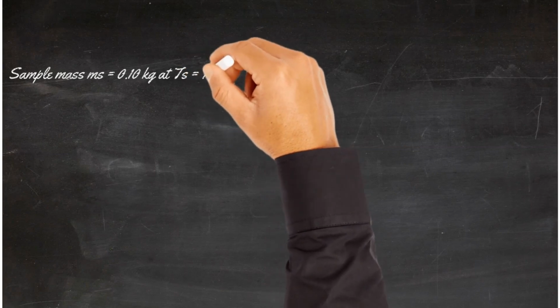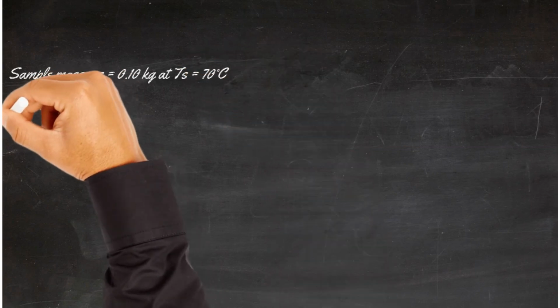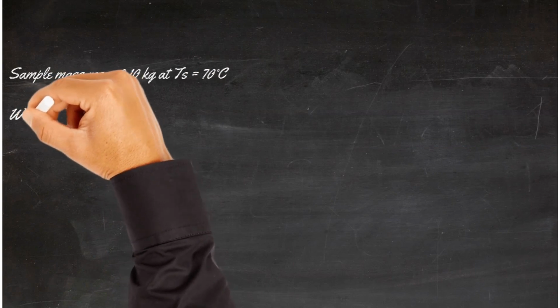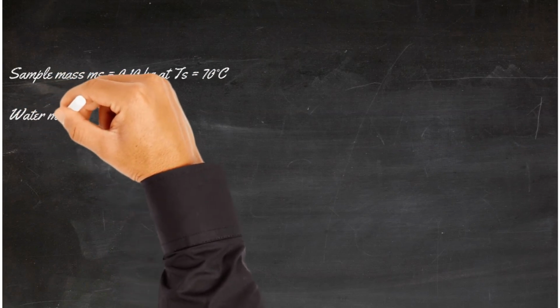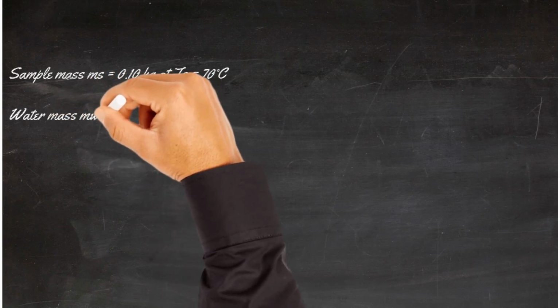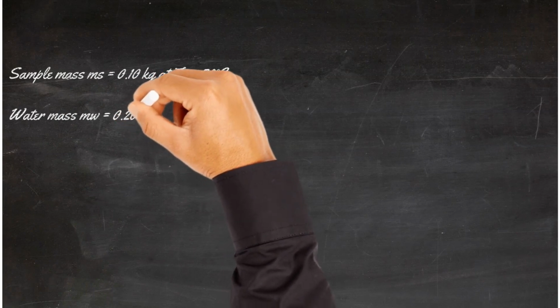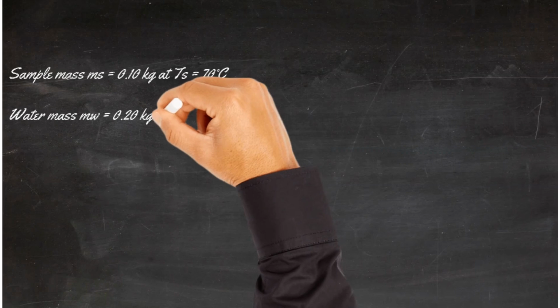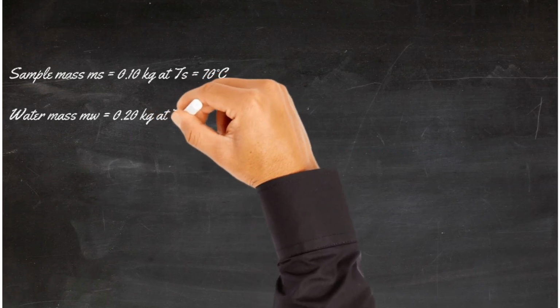Now we have water in the calorimeter. The water mass is 2/10 of a kilogram, and the water is initially at 20 degrees Celsius. We place the hot sample into the water, we stir gently, and after the temperature stabilizes, the final equilibrium temperature is 25 degrees Celsius. Our goal is to determine the specific heat of the sample.